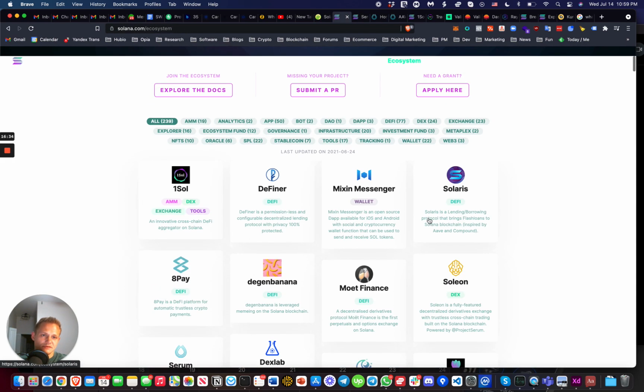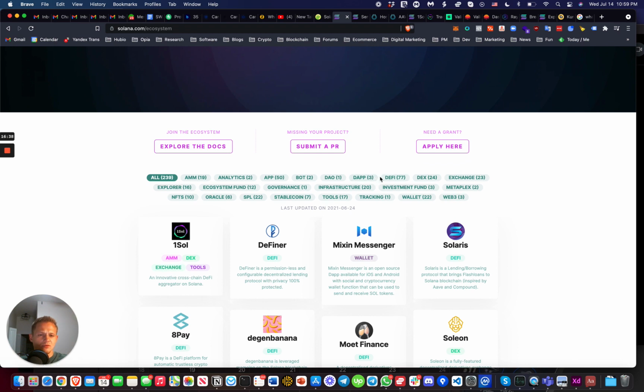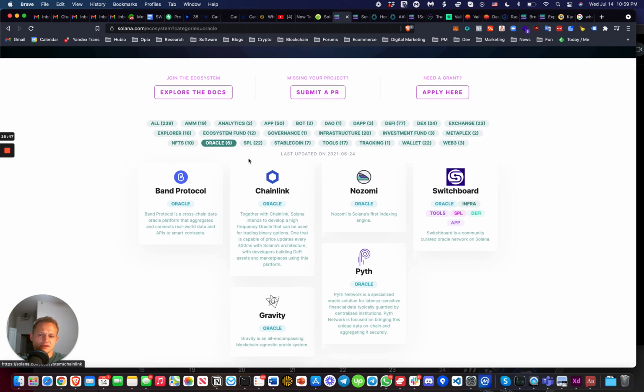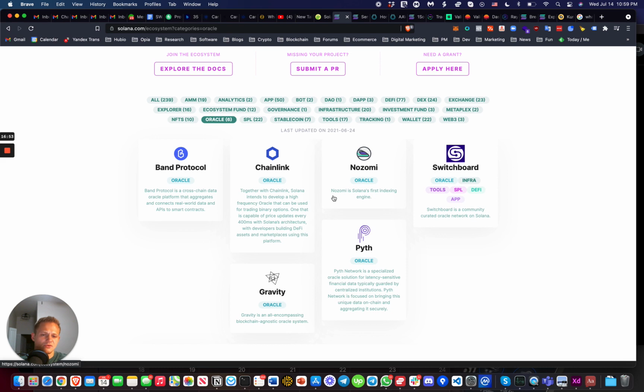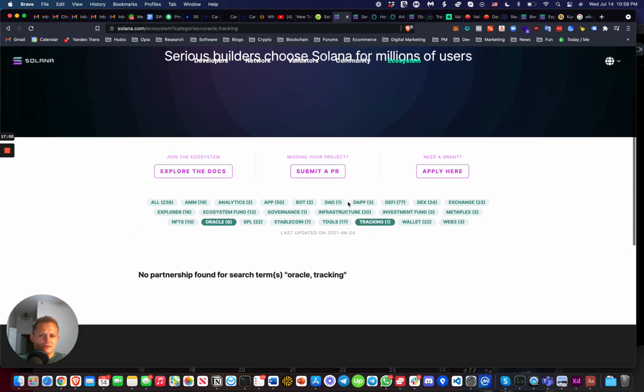Okay, that's a few of the main ones. Let's see what we have. I'm interested to see, okay, oracles. I was thinking they have Band and Chainlink, and then these other ones I just haven't come across. Encompassing blockchain agnostic oracle system, Switchboard. So let me go back to this. Fuck, I need to use the... Okay, so let's look at what they have.